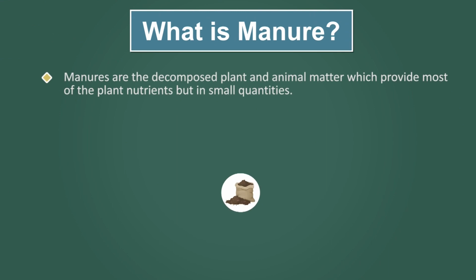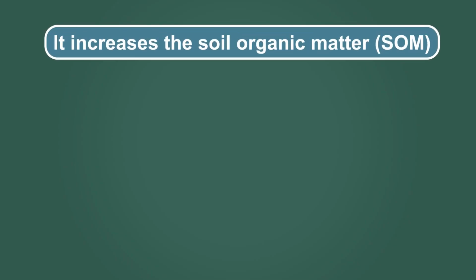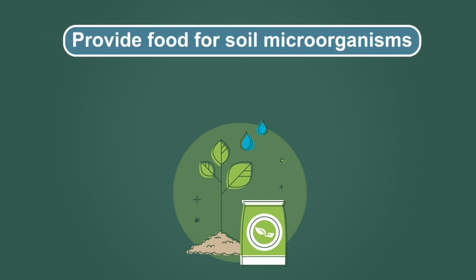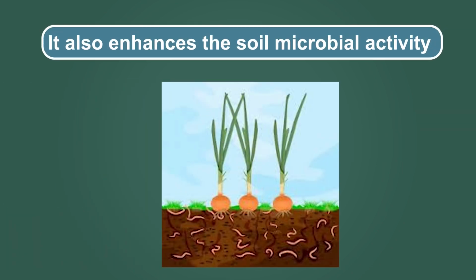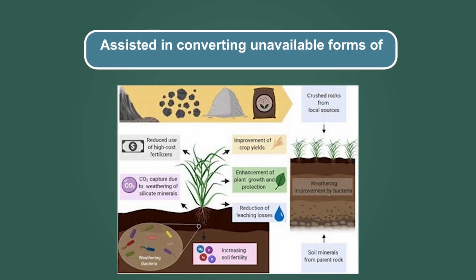Let us now understand about manure. What is manure? Manure are beneficial in many ways as it increases the soil organic matter, and assists in converting unavailable form of plant nutrient into available form.